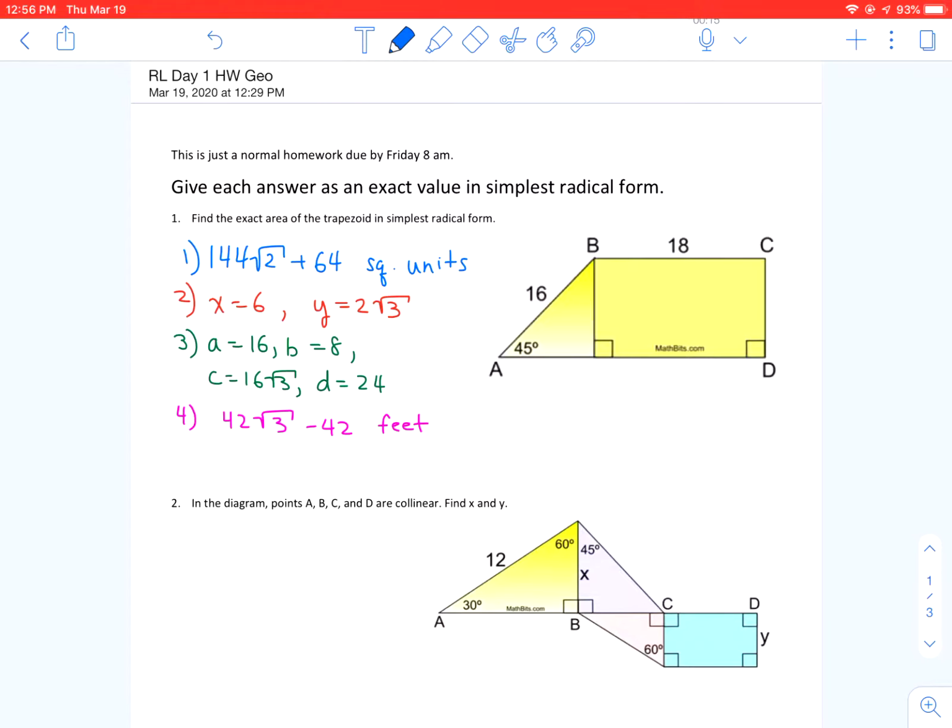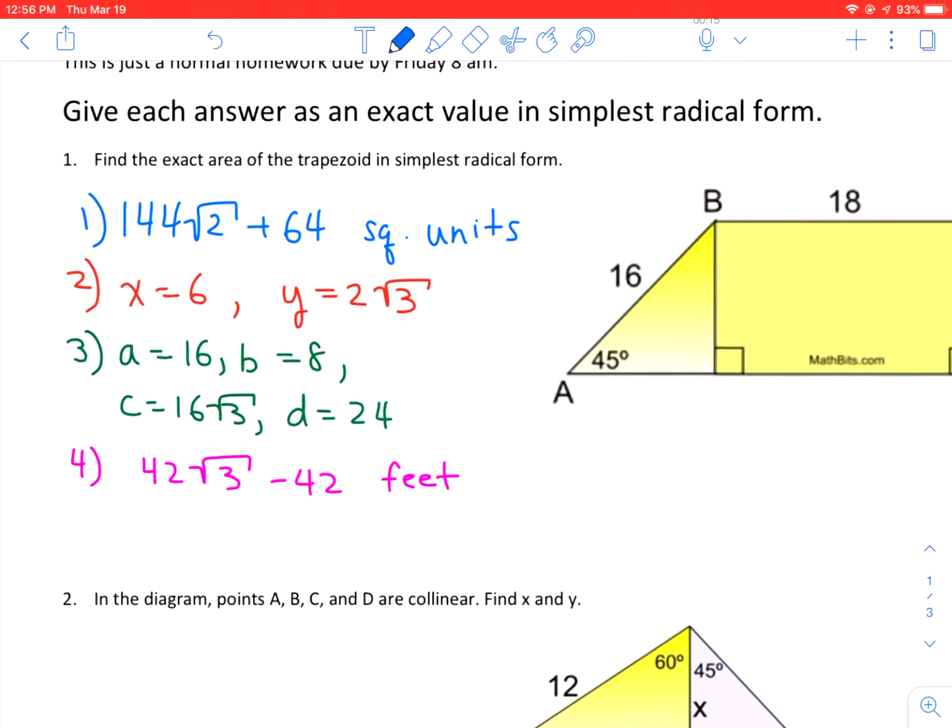Alright guys, this is a video recording of me going over the homework. So first off, here are the answers to 1, 2, 3, and 4. Take a look.